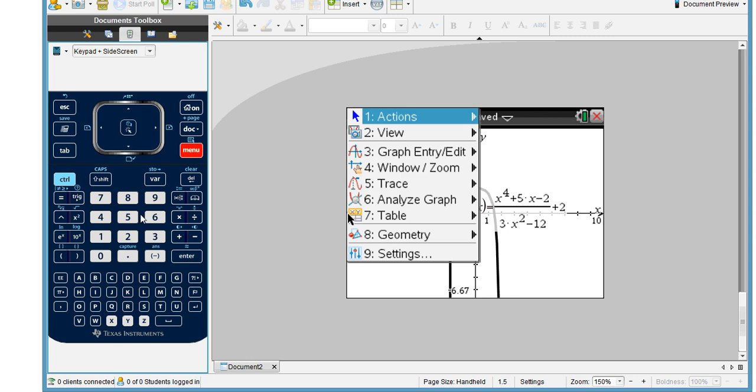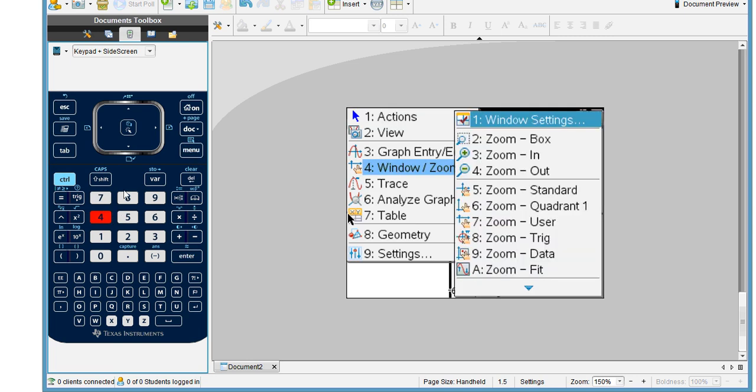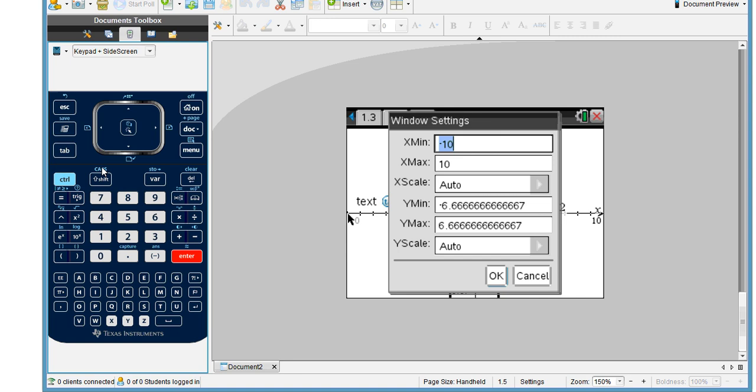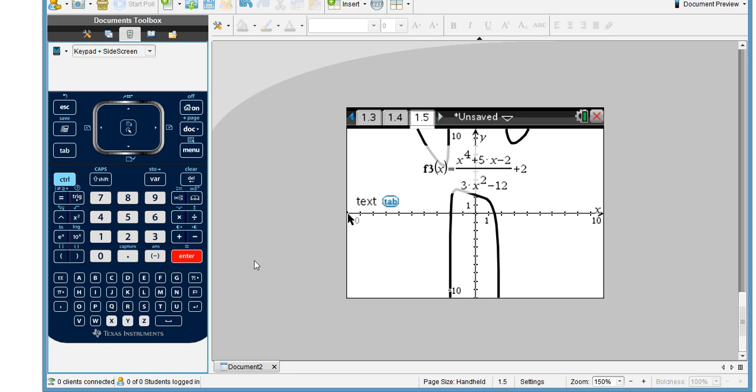So go to menu, window, and window settings, and we're going to go down to y equals negative 10. Tab down here to y equals 10. And this should get it for us. We should be able to see everything here. Yeah, we see the little nub, what it looks like.